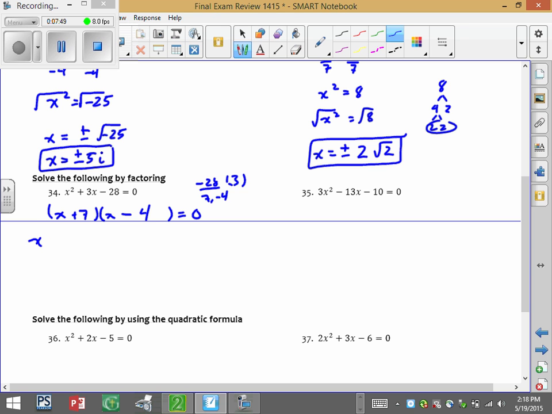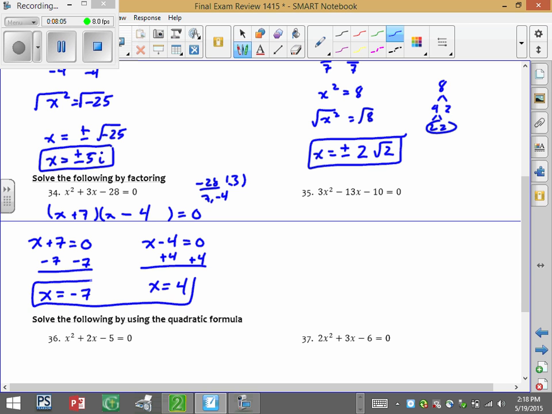And so step 2 says set each of those equal to 0 and then solve. So subtract 7 from both sides on the first one. So x equals negative 7. Here we'd add 4 to both sides. So x equals 4. So my two solutions, negative 7, positive 4. Desmos would be a great thing to use to kind of check your answer here.